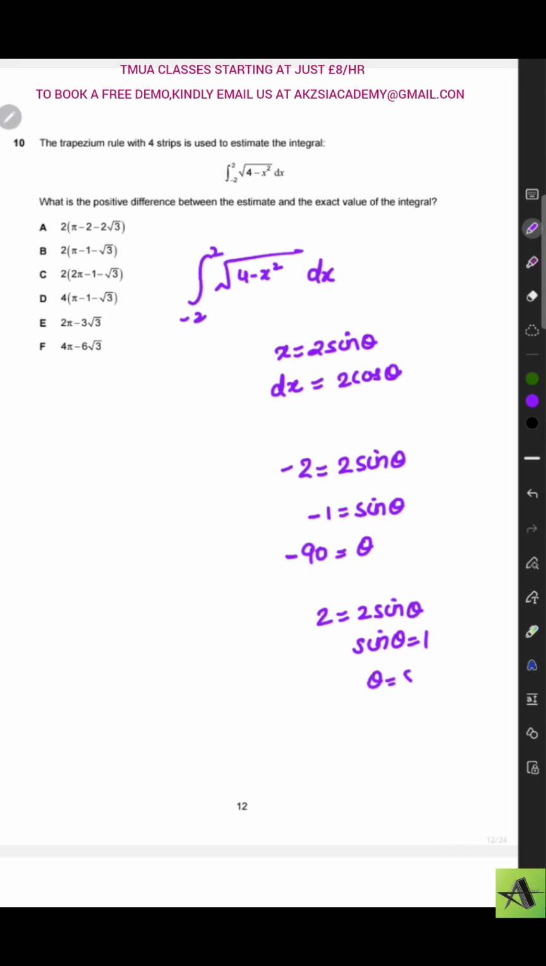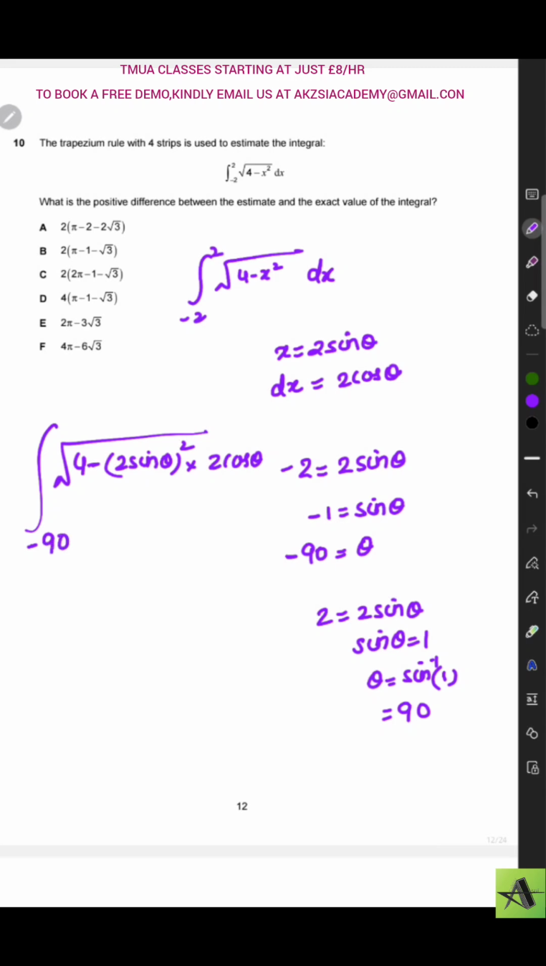Taking inverse, I'll get the answer as 90. So now we have to replace everything. So (4 minus 2 sine theta) whole squared root, and dx is 2 cos theta, and the integration limits: minus 2 becomes minus 90, and plus 2 becomes 90.